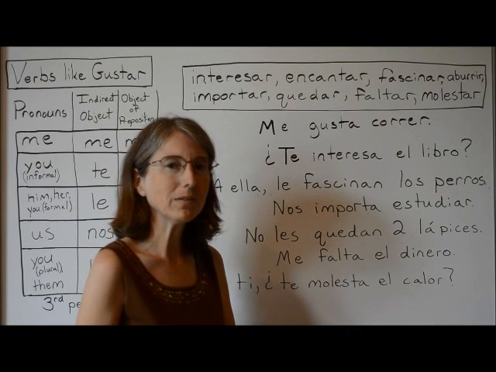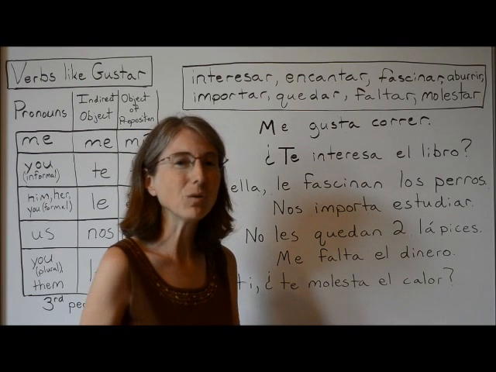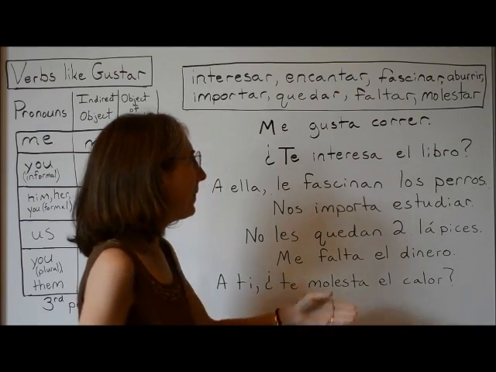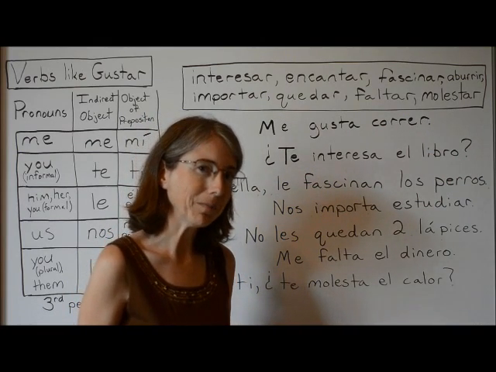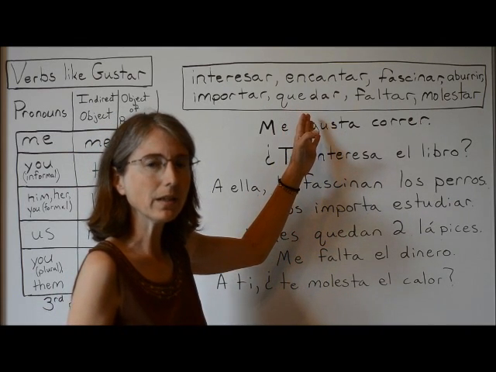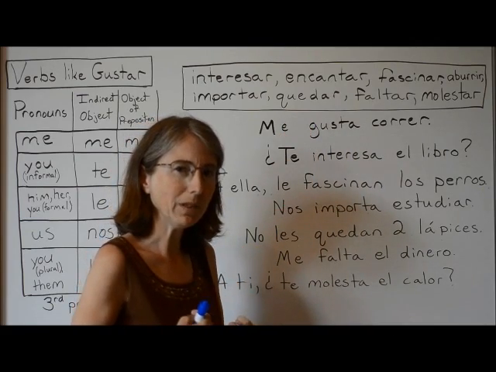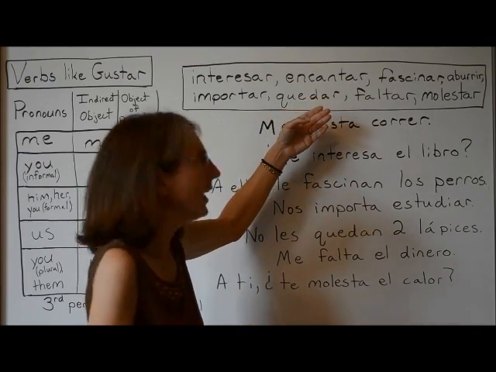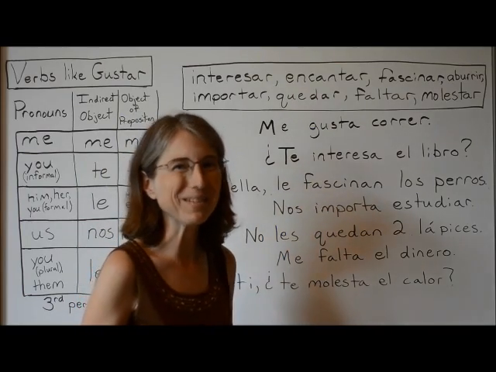And this is not the missing like I miss my friends. This is more like I'm missing my keys or I don't have enough food, okay? It's something that you're lacking. Molestar is to be bothered by. Things can bother me. So these verbs are conjugated in a similar way as gustar, because instead of me actually liking something, I'm receiving the action. Instead of me actually being interested in something, things are actually interesting to me.